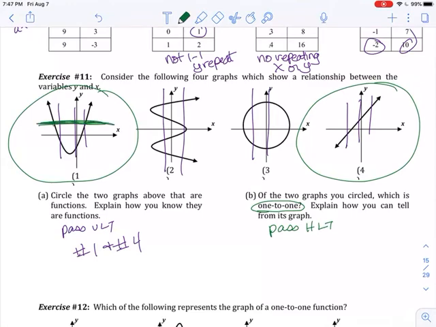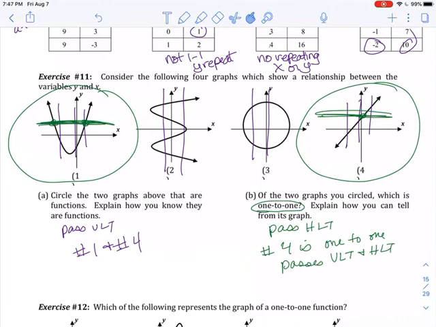1 does not. Look, there are 2 points there. 4 does. It's only intersecting in 1 point, any horizontal line. So number 4 is one-to-one. It passes the vertical line test and the horizontal line test. Okay?